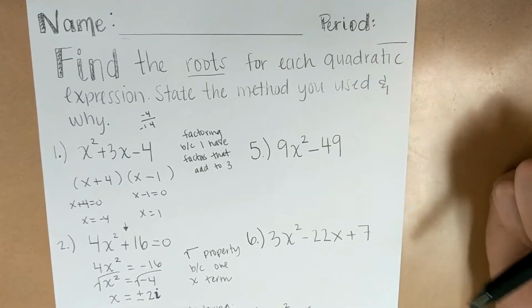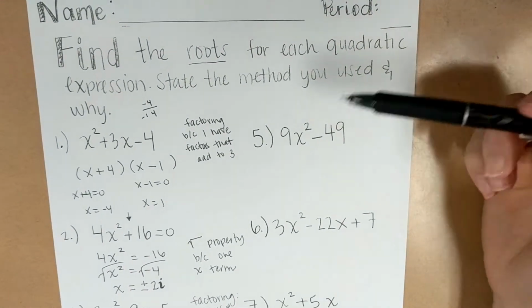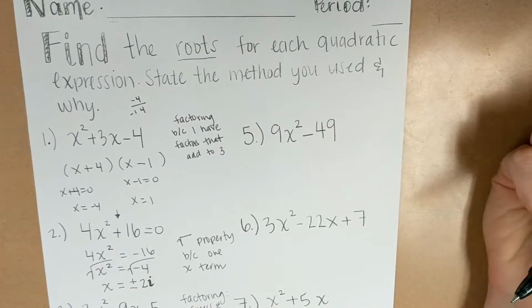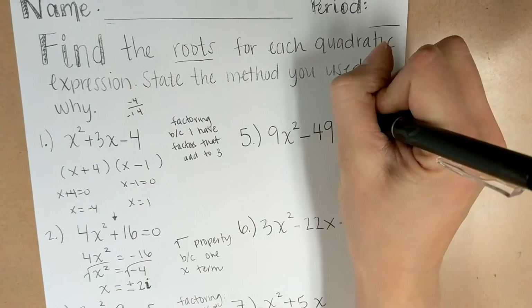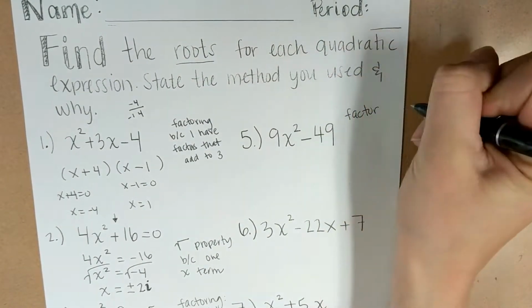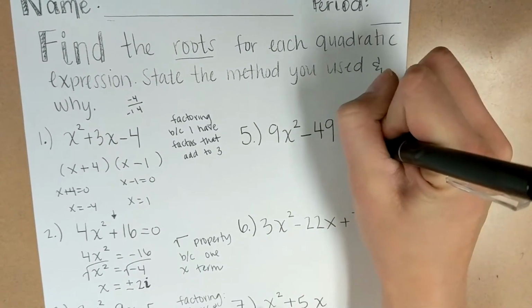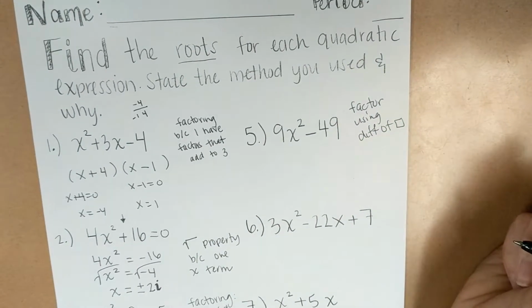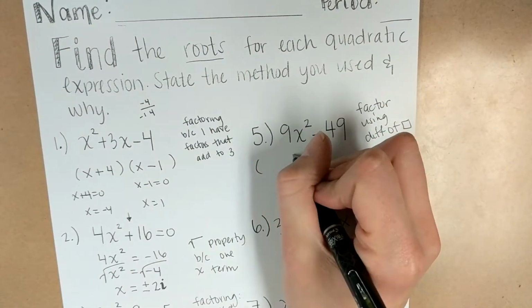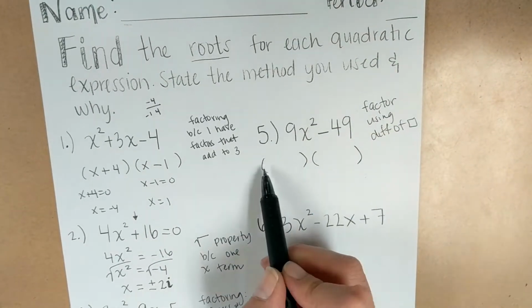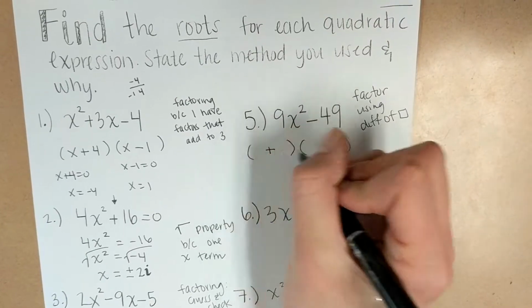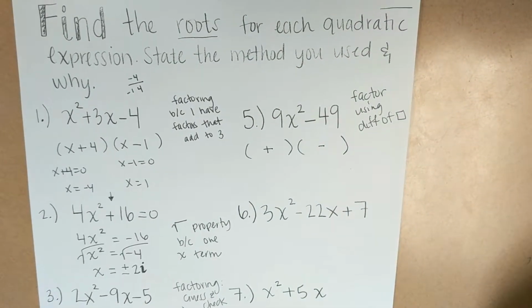Okay, so for question 5, the very first thing that I notice is this is a perfect square. This is a perfect square, and it's broken up with a minus sign. So I'm going to factor this using difference of squares. So when you do difference of squares, your two sets of parentheses have to be exactly the same, except one's going to have a plus sign and one's going to have a minus sign.